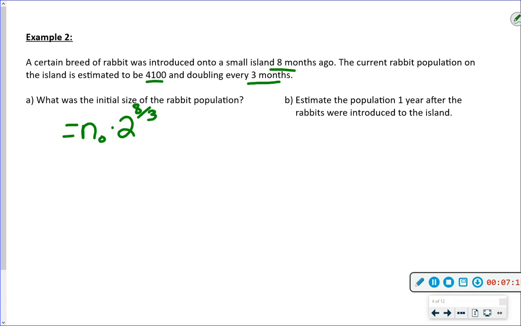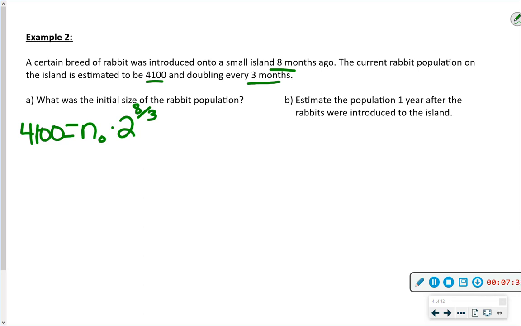And right now, our current, I cannot talk today. Our current rabbit population is the 4,100. It's because I'm so mad at geometry. They can't even plot points today. I was about to rage on them. But anyway, I'm going to get over it, kids.